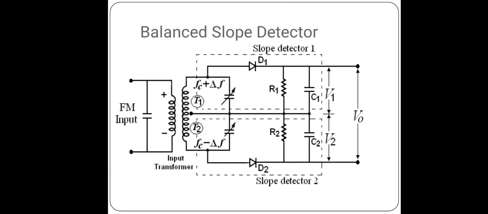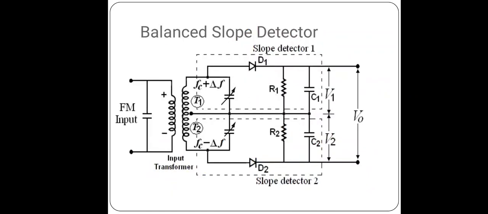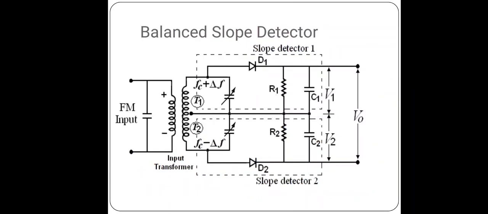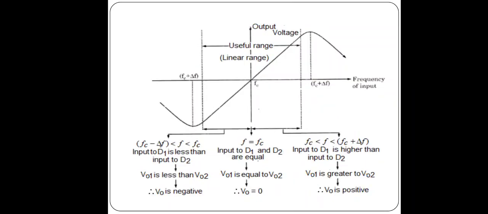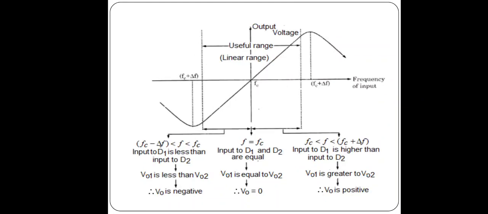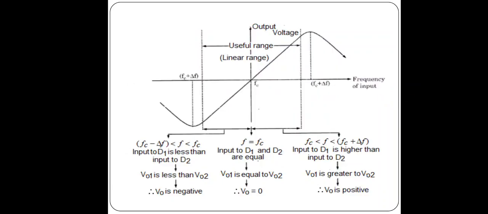According to this balanced slope detector, changes in the input will change the output. There are three conditions. The first condition is the input frequency equal to the center frequency. In this case, the voltages across D1 and D2 are equal, so the output voltage is 0. Because both diodes pass equal voltage, the output, which is the difference between the two, is 0.